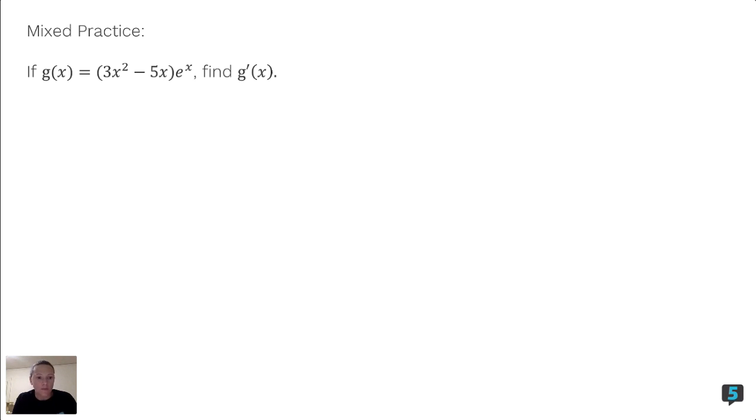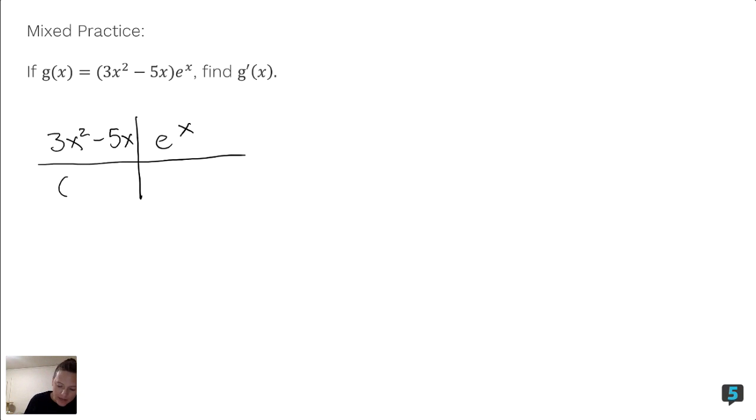Product rule, awesome. So again, we have that quantity 3x squared minus 5x being multiplied times e to the x. So that multiplication there tells me that I need to use the product rule. All right, let's set it up. We've got 3x squared minus 5x times e to the x. Derivative of 3x squared minus 5x is going to give me 6x minus 5. And the derivative of e to the x is good old e to the x.